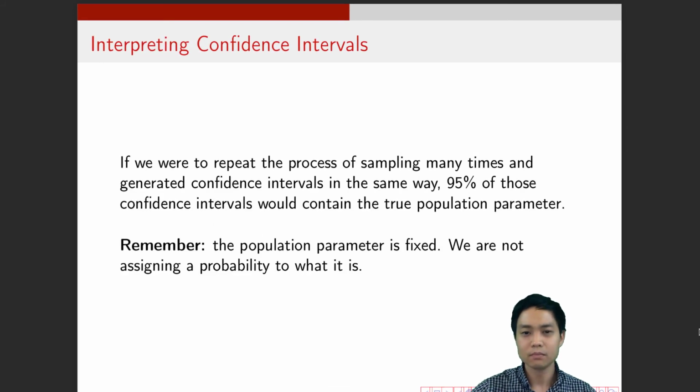All right. The way we can think about constructing this interval is, if we were to repeat the process of sampling many times and generate confidence intervals in the same way, 95% of those would contain the true population parameter. Again, as I've mentioned before, the population parameter is fixed, and we are not assigning a probability to what it is.